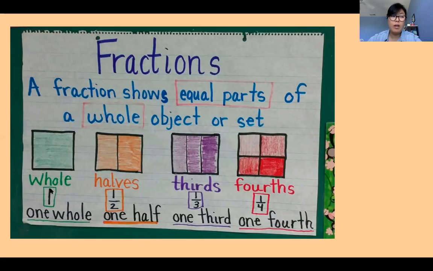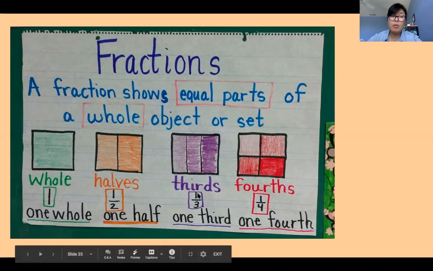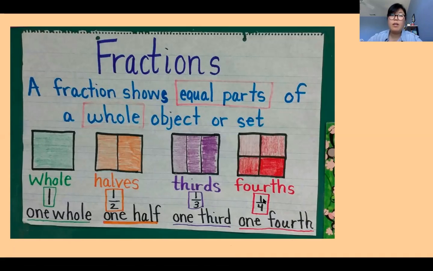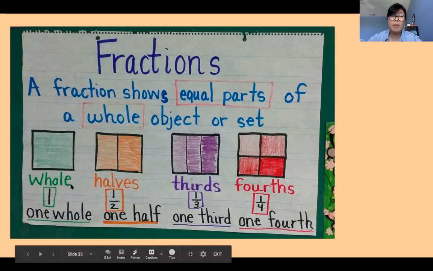Here they wrote it as 1. Here they wrote it as 1, and then they put a line and then a 2. Then here they put a 1 and a line and a 3. And then fourths, they put a 1 and a line and a 4 under. And I'm going to teach you what that means. It's called 1 whole, 1 half, 1/3, and 1/4.